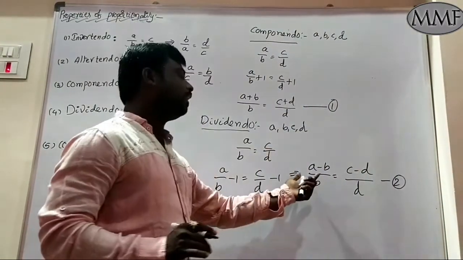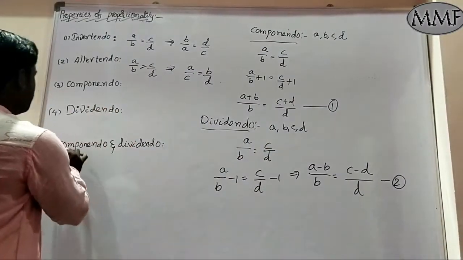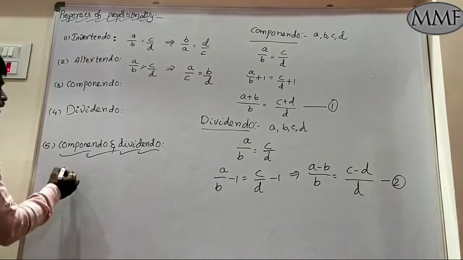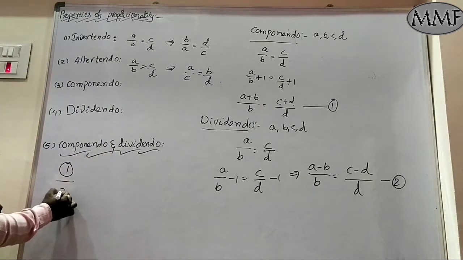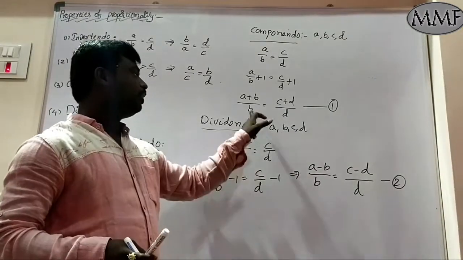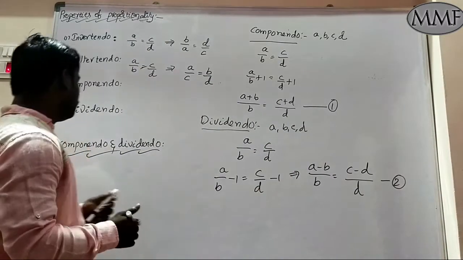Dividendo means the same thing: (A minus B) by B is equal to (C minus D) by D. Then the combination of componendo and dividendo is very simple. Equation 1 divided by equation 2. What will happen? B is going to be cancelled if you divide, and D is going to be cancelled. Then what will you get?